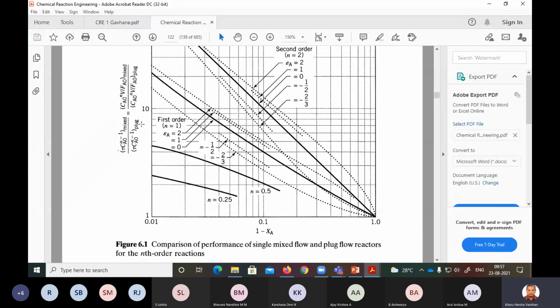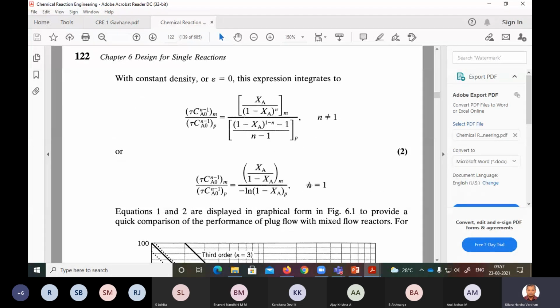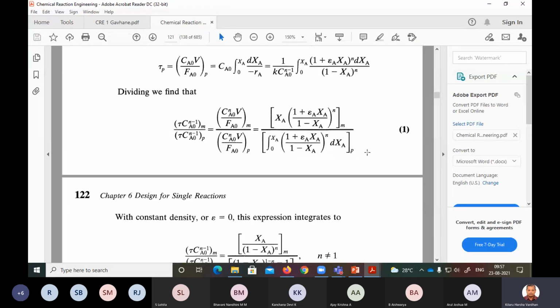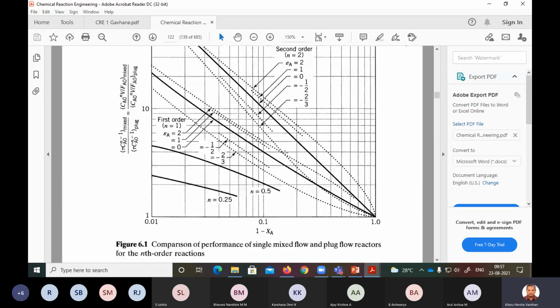Either it is in terms of tau or CA0. Now you will see either this graph you are plotting for n not equal to 1, n equal to 1, or you can put this itself. This itself will give you for expansion also. Let us see without expansion what is going to happen.